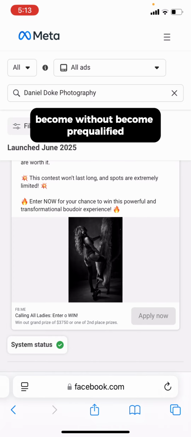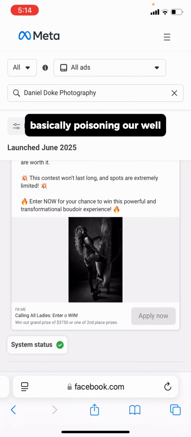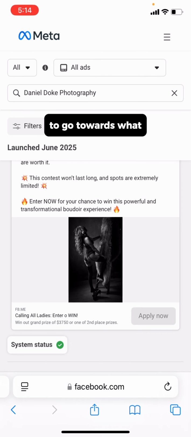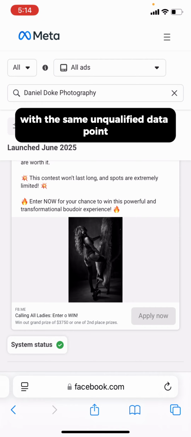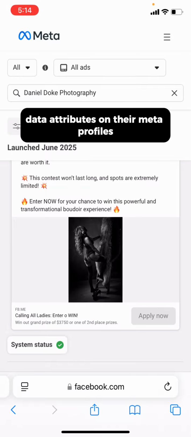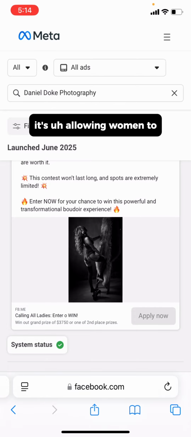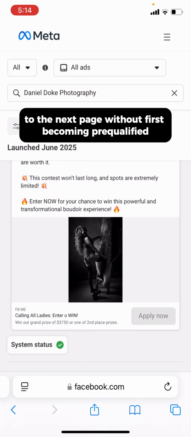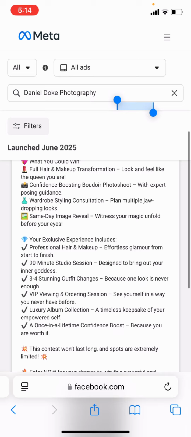So when women are clicking through without becoming pre-qualified, we're getting all these unqualified women basically poisoning our well, poisoning our pool too, and biasing the Meta ad algorithm to go towards what? More unqualified Meta profiles with the same unqualified data attributes on their Meta profiles. And so that's why it's always a mistake to have stuff that allows anyone to click over on a Facebook ad to the next page without first becoming pre-qualified and being forced to read all this text.